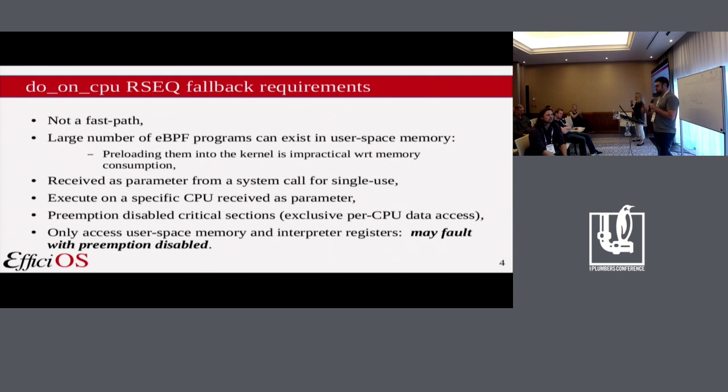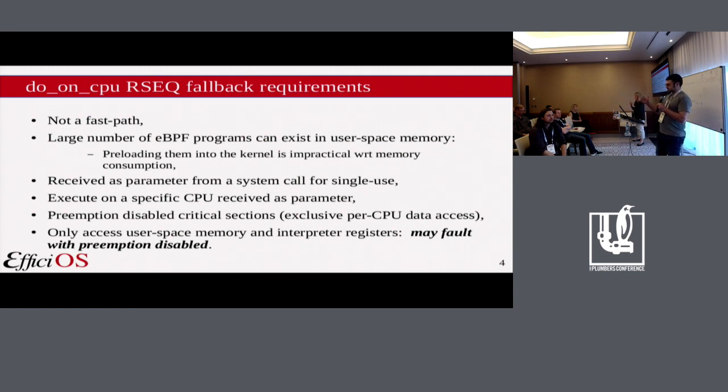It is not a fast path. There can be a very large number of eBPF programs existing in user space memory at any given time. Those are fallbacks that might not be used often, but they might be loaded in various applications. So preloading each of them into the kernel and JITing them is impractical with respect to runtime and memory consumption.